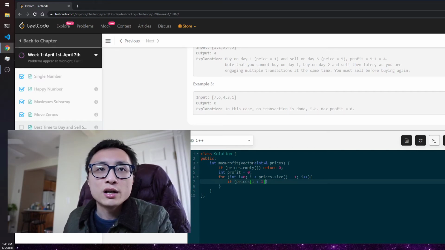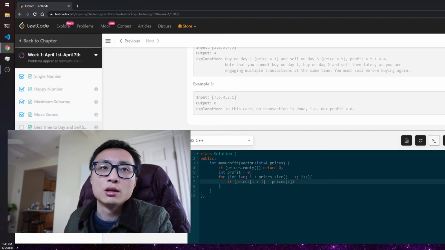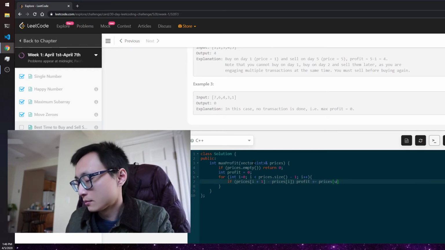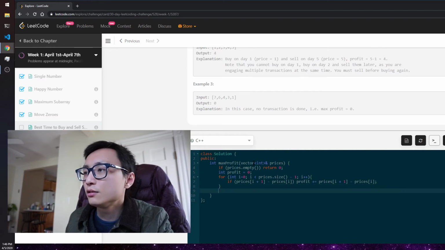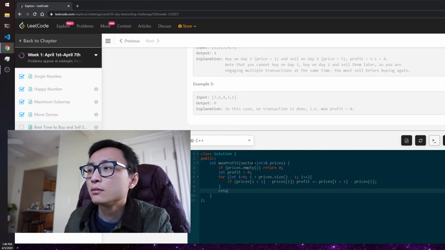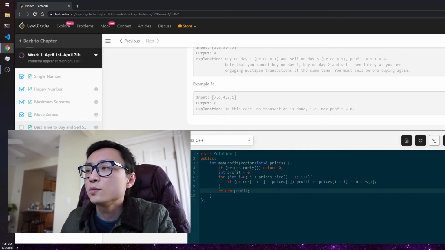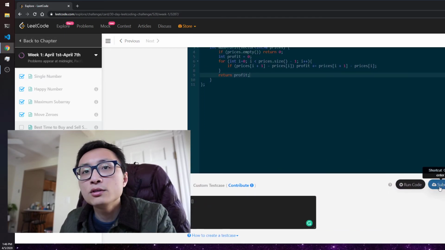So if the next day's price is higher than today's, what we would do is lock in that profit. And that's all this question is about. The time complexity is linear, order of n, and the space complexity is constant. All we have is pointers.